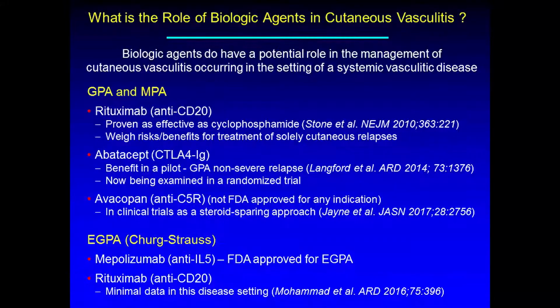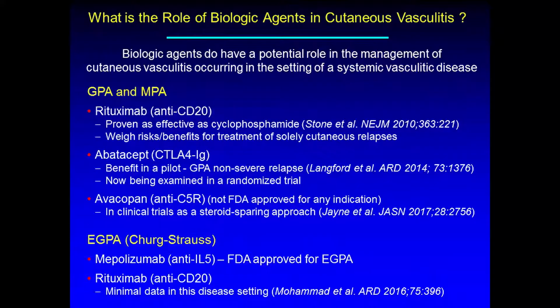This is now the focus of a blinded randomized trial, which will hopefully determine further utility as far as its efficacy. Another novel agent that is under investigation is avacopan, or anti-C5R, which is not FDA approved currently for any indication. This is being examined in clinical trials as a steroid-sparing approach, and there has been one publication examining this from Europe.